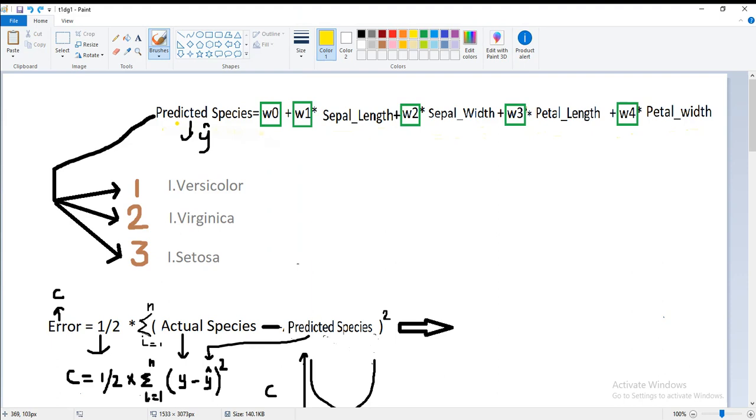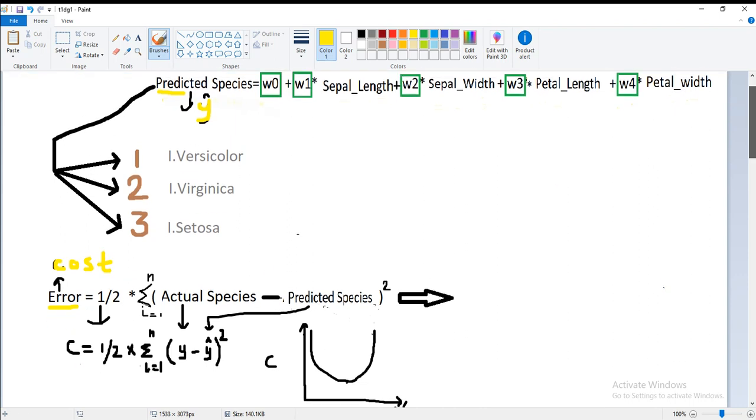Now we need to change our notations a bit. In the last video I said that the output of this equation is called predicted species. Now we'll name it y hat. The predicted species is called y hat according to the set standards. Another thing we need to change is that I called it an error function. This calculates the error. Actually, this calculates the cost function. It's called the cost function, and it calculates the cost. Error and cost are the same things.